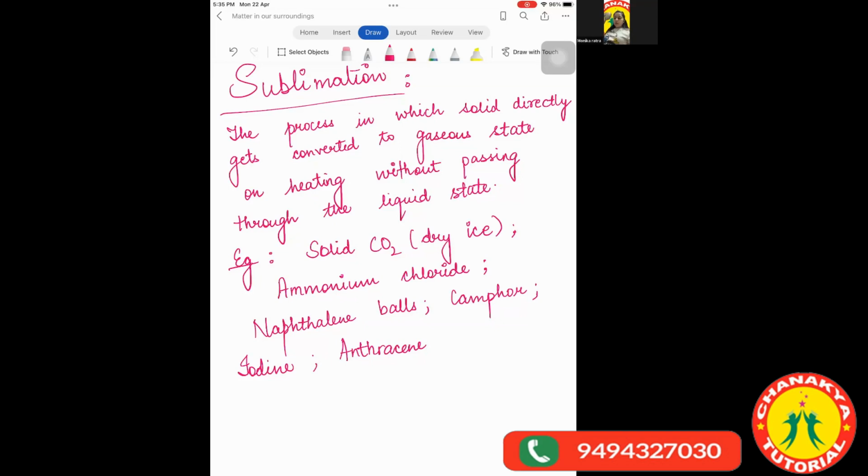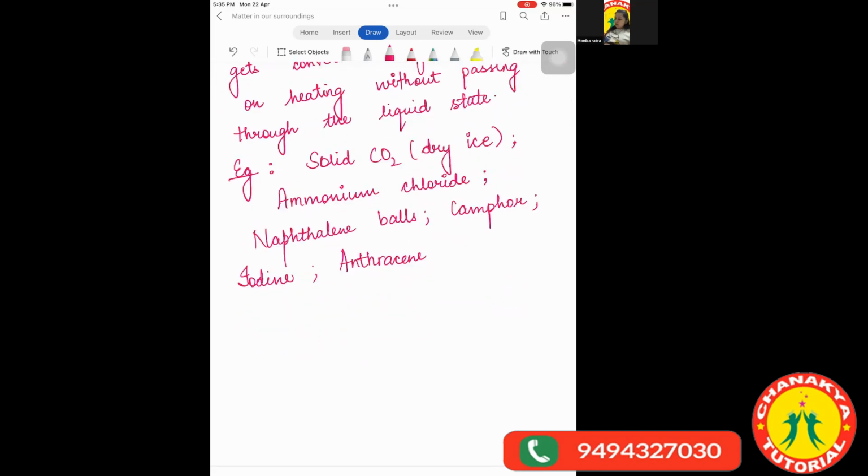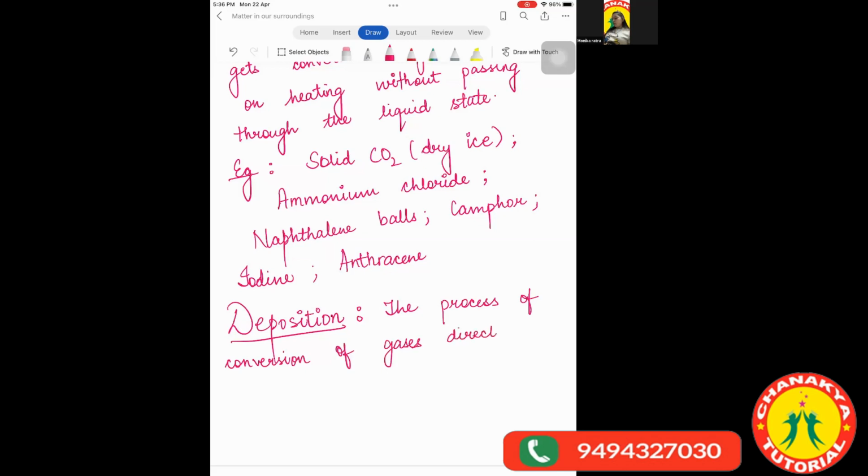I will quickly show you the process of sublimation as well as deposition occurring simultaneously. I'll first write the definition of deposition. It is just the opposite of sublimation. The examples for sublimation and deposition remain the same. So the process of conversion of gases directly to solid state on cooling. I hope the definition is clear. I'll make you see a small video, a very easy one, related to sublimation and deposition, and then we will move forward.